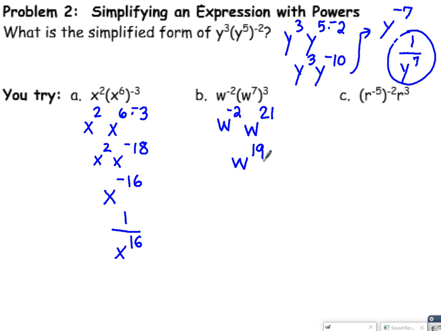Letter C. We have to raise r to the negative 5th to the negative 2 by multiplying, and then multiply that by r cubed. R to the 10th times r cubed. We're now adding exponents to get r to the 13th. Putting a lot of rules together.